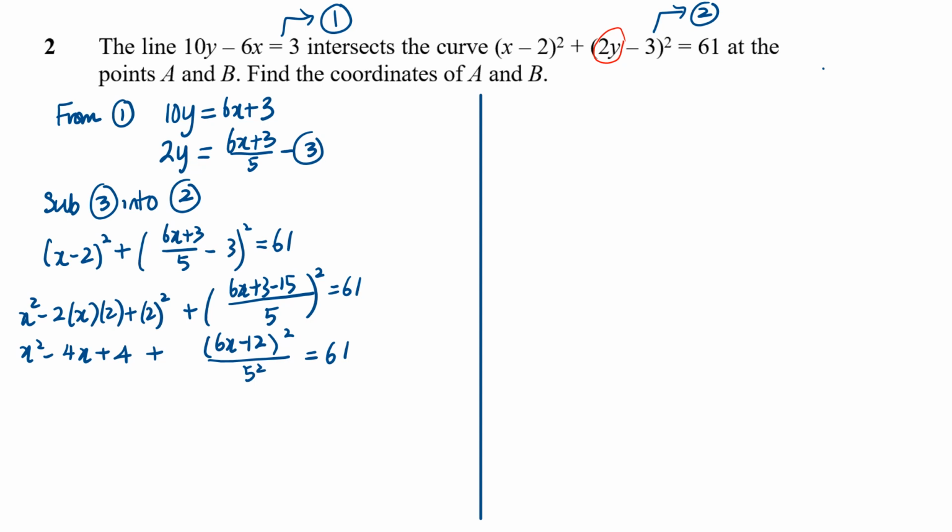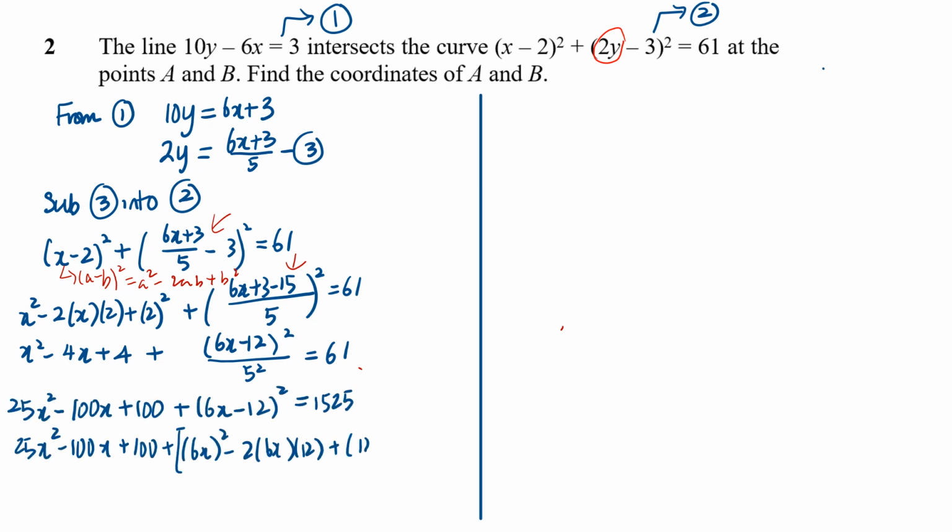Okay, this one here, we apply your algebraic identities. Your a minus b squared is equal to a squared minus 2ab plus b squared. All right, this one we combine into one single fraction to get what we have here. Okay, please simplify 3 minus 15 as negative 12. Simplify whatever you can first before you do the expansion.